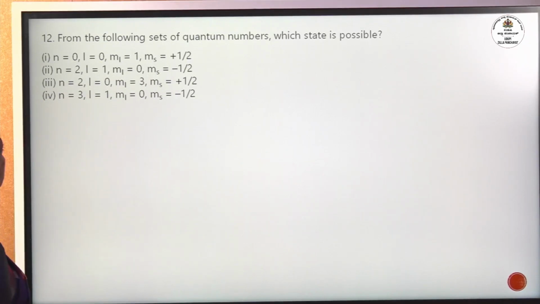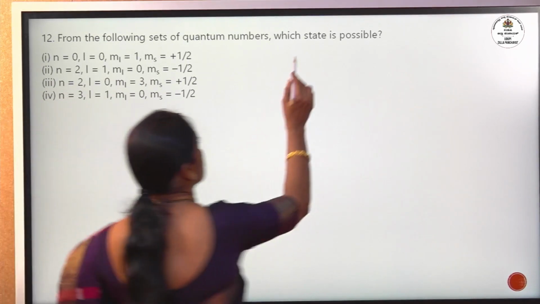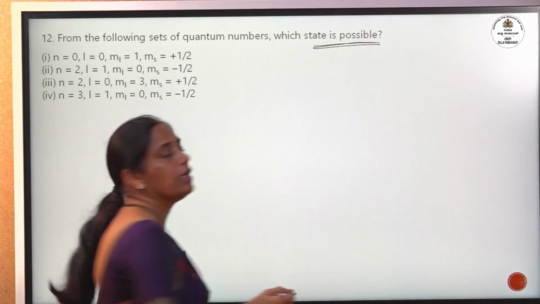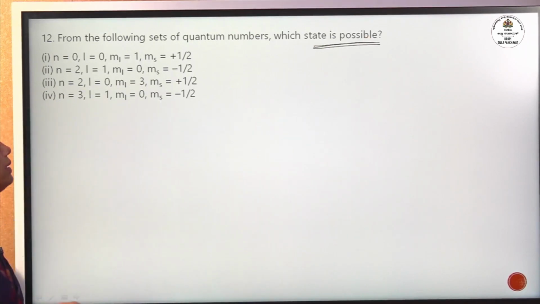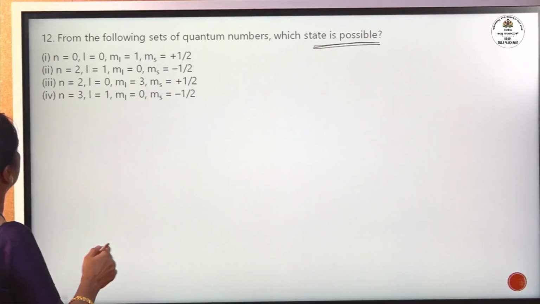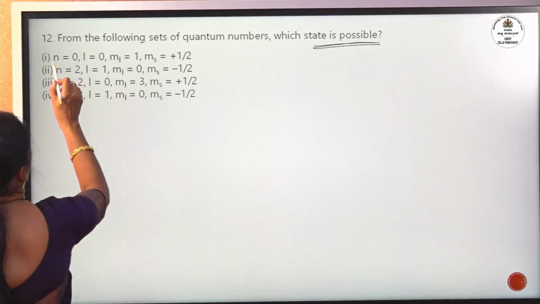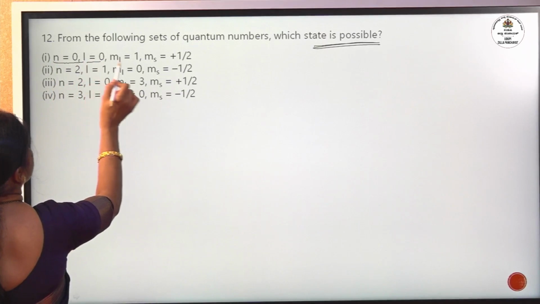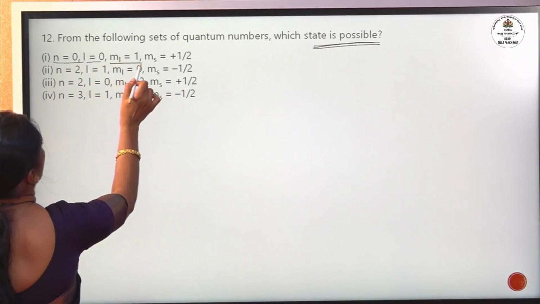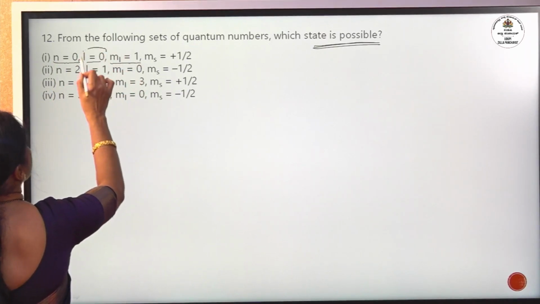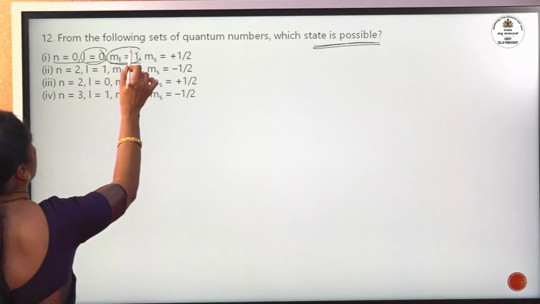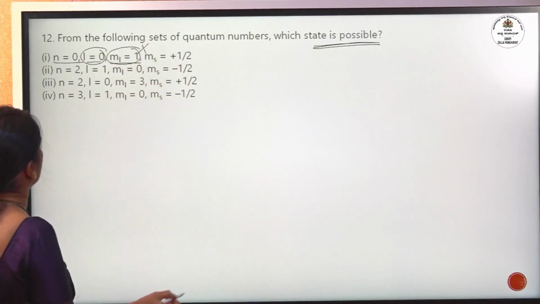From the following set of quantum numbers, which state is possible? Among these 4 options we have to check. Now first we will move on. N is 0, L is 0, M is 1. Now when L is 0, M cannot be 1. So this is not possible.